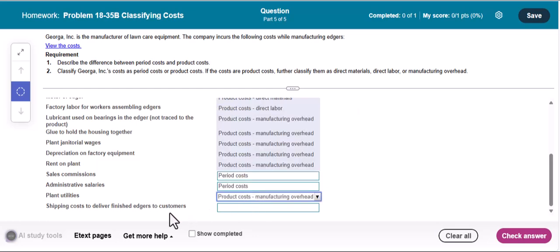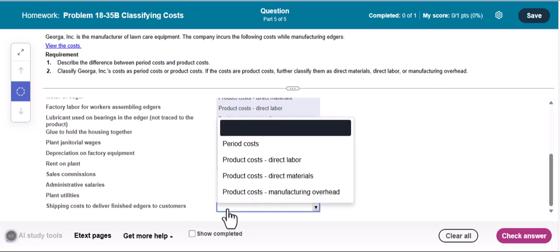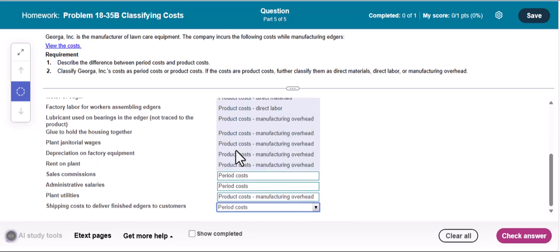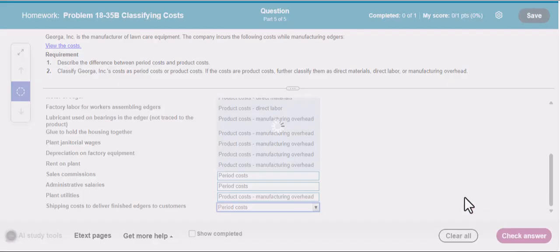And then we have shipping costs to deliver finished edgers to customers. This has nothing to do with building the products. This has to do with selling the products. So this is a period cost. So let's go ahead and check our answer. Well done.